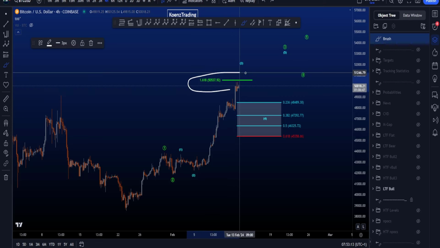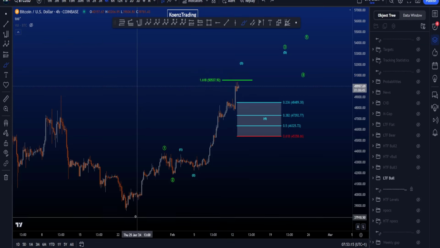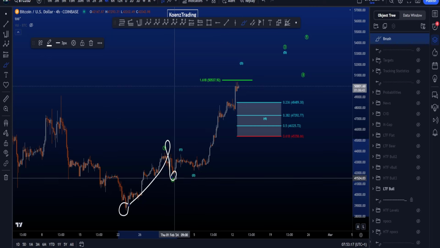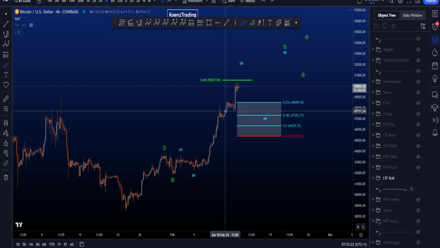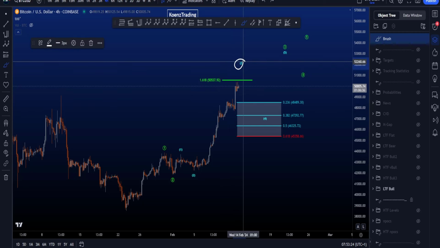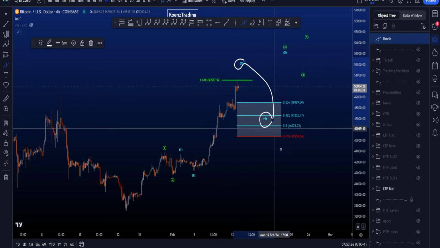Usually a minimum target for a wave 3 is the 1.618 pulled from the low to the high of 1 to the low of 2, which is sitting at 50.4k. After eventually a wave 3 in blue is in, we are expecting a wave 4 in blue.